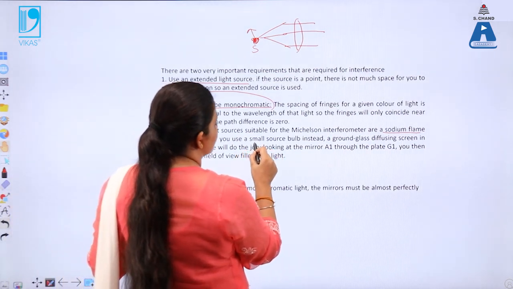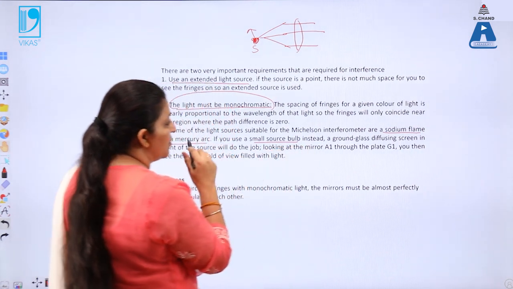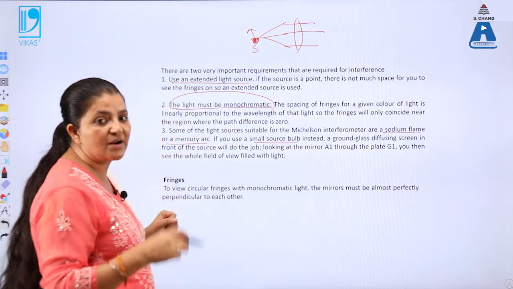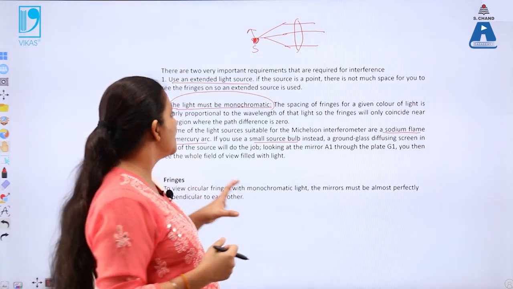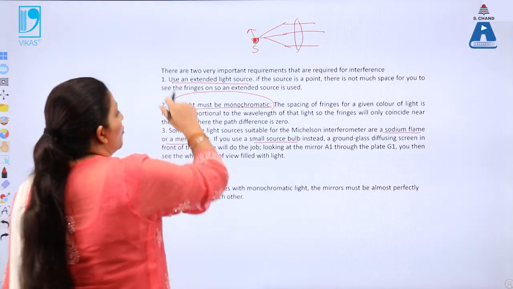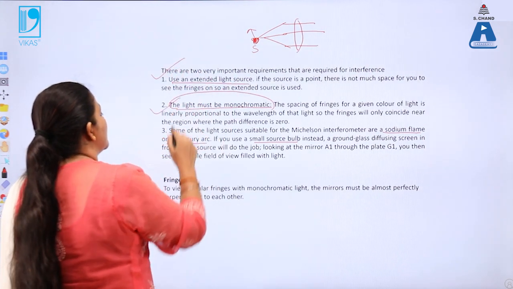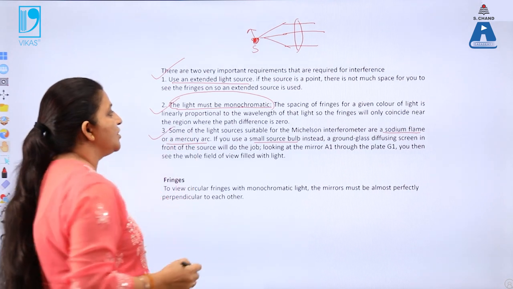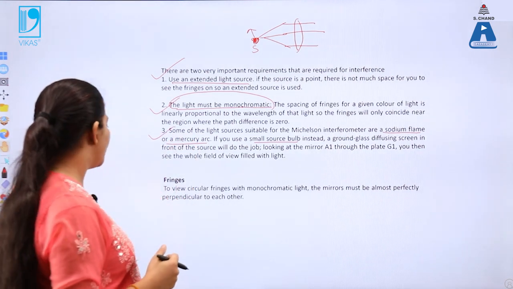Now in some cases small source bulbs that are used in the labs can also be used, but on the screen we get a diffuse interference pattern. So the two main requirements are that an extended source of light is used and the light must be monochromatic. So these are the two main requirements for the Michelson interferometer.